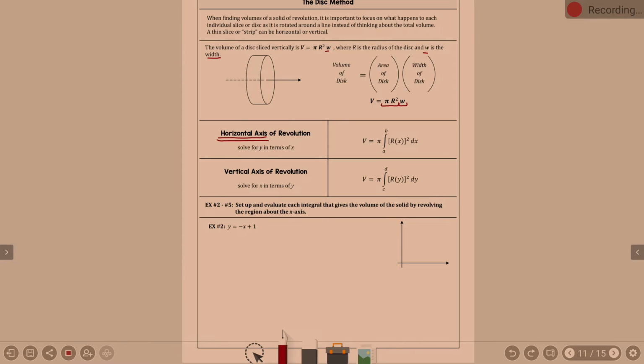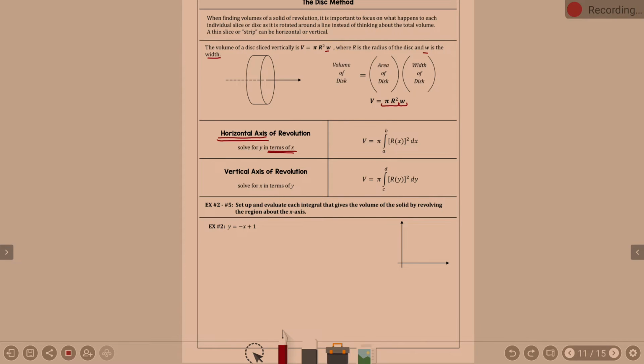Horizontal axis. So if we have a horizontal axis, that's the x-axis, right? Or at least for today it is. So that means we're going to be working in terms of x. Notice this one, it's always going to be pi times the integral. Your radius squared is your function. Okay, how far are we from that x-axis times dx?